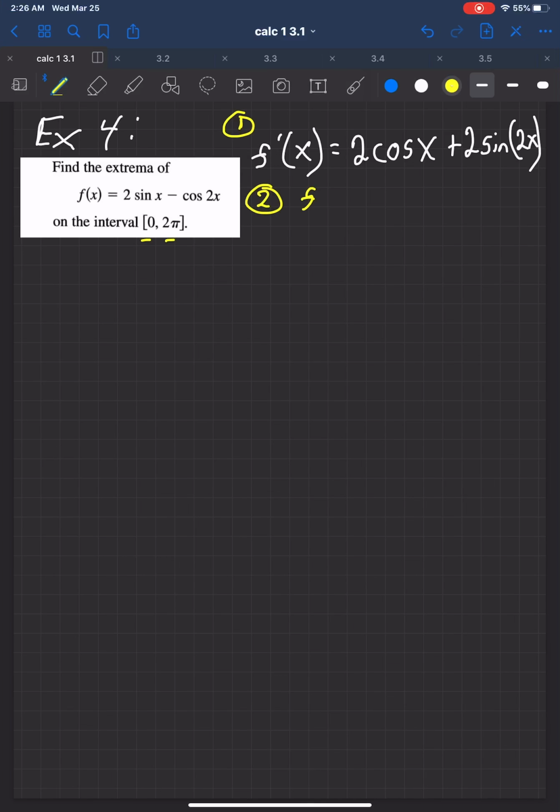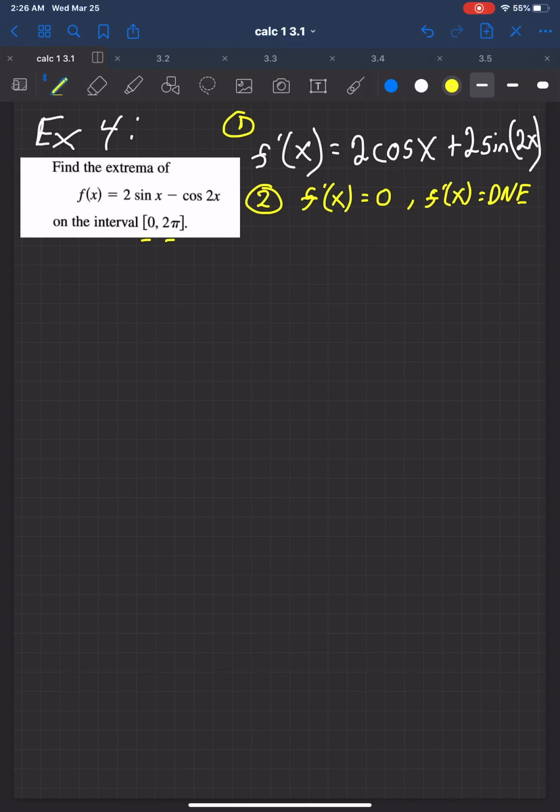I want to make sure I did that correctly. So the 2 cosine of x minus negative 2 sine of 2x. And that double negative is a positive, so it should be 2 sine of 2x. Okay, so I'm assuming that you can figure out how to take the derivative. And now we want to know, when does the derivative equal 0, or when does the derivative not exist?